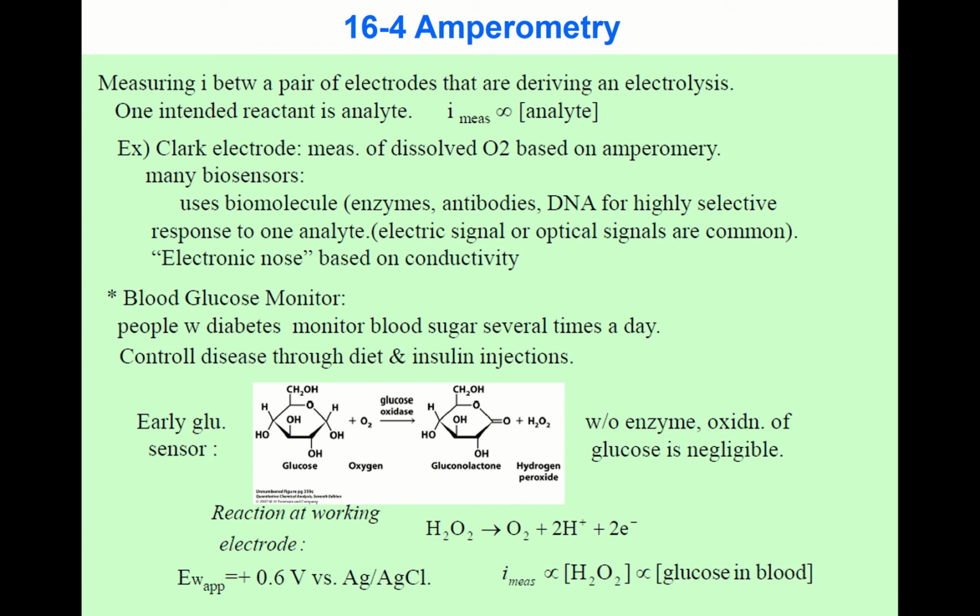In potentiometry, current is zero. You measure the potential. You measure potential not as a function of time, but as a function of analyte concentration. Depending on the Nernst equation, the potential changes with respect to the analyte concentration. That's the potentiometry. But in amperometry, you apply the constant potential, and then you measure current as a function of time, and also this current is proportional to the analyte concentration.